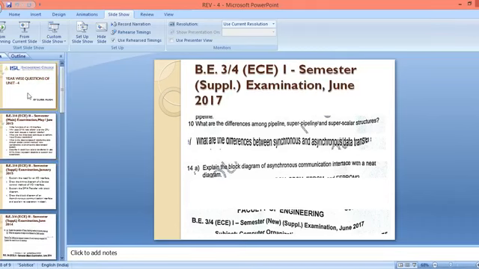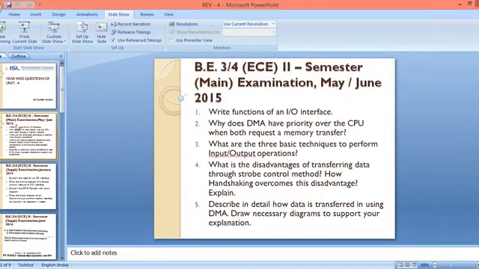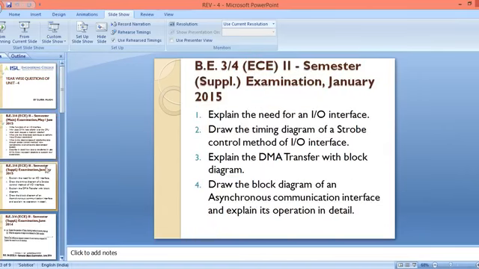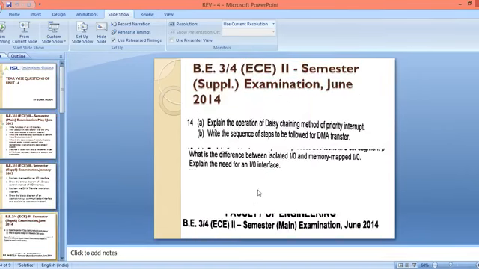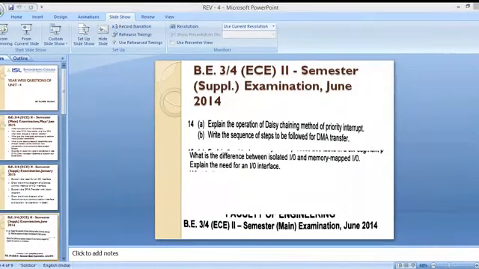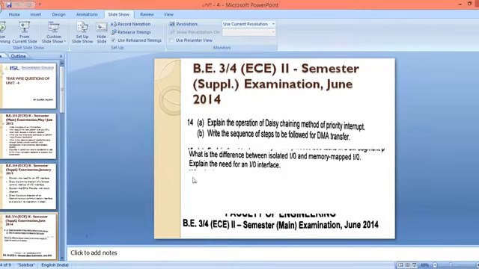So based on I/O interface, what are the questions you have been asked? What is the function of an I/O interface? What is the need for an I/O interface? Explain the differences between isolated I/O and memory mapped I/O. So three questions we have discussed based on this particular topic. Now let us go with the next topic of your 4th unit.